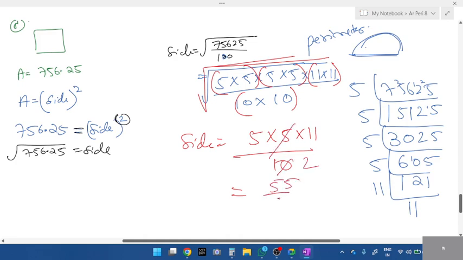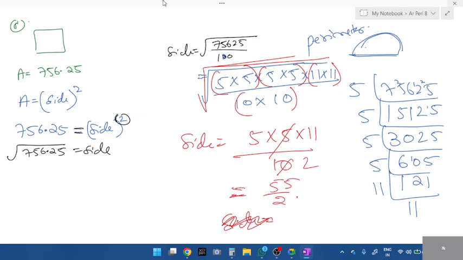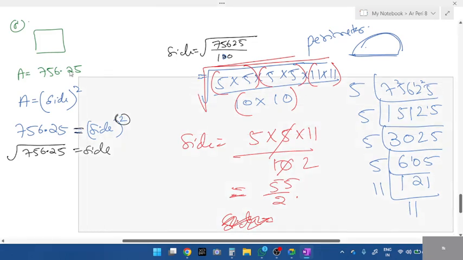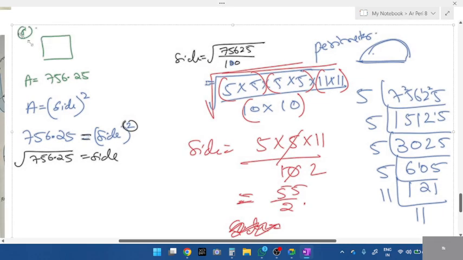55 divided by 2. What is the side value, students? Okay, let us keep this 55 divided by 2. Till here you will complete it. Complete and let me know. Be quick. It is getting late. We have to solve a few more topics.